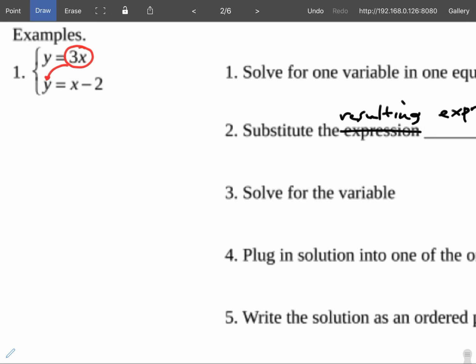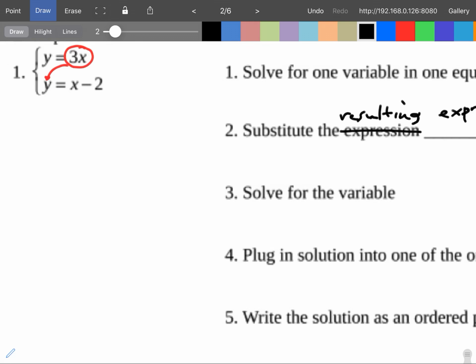All right, so if we do that, then our second equation becomes 3x equals x minus 2. All right, so we plugged in 3x for the y in the second equation. Well, when you plug it in, that's really substituting, okay? That's why this is called the substitution method, because we substituted in the 3x from the first equation into the second equation for y. Well, now that second equation, we can solve that for x.